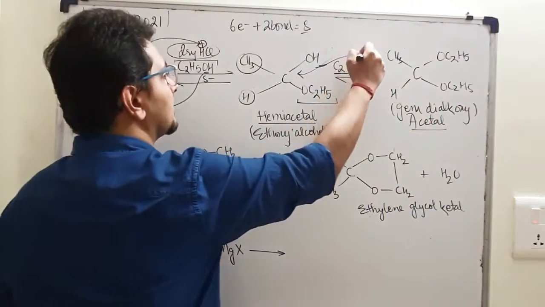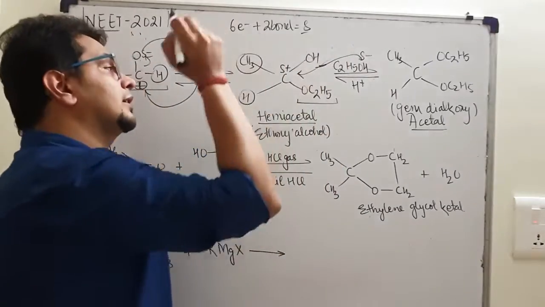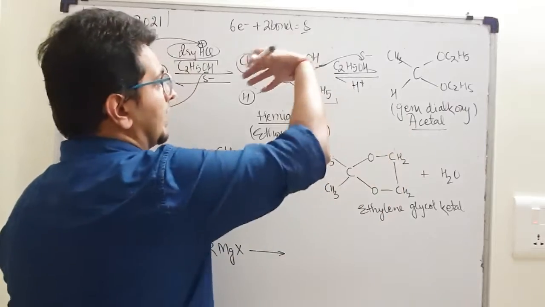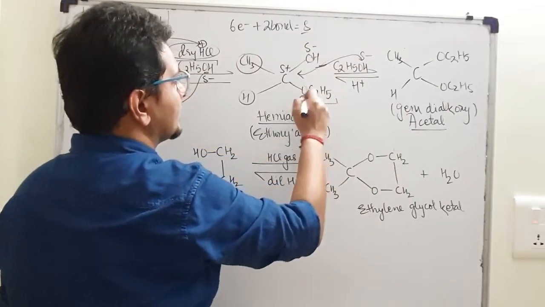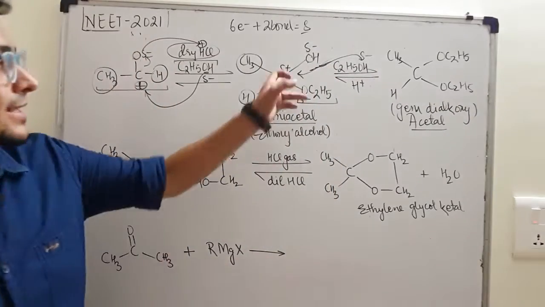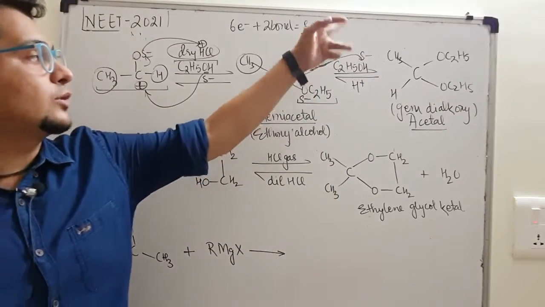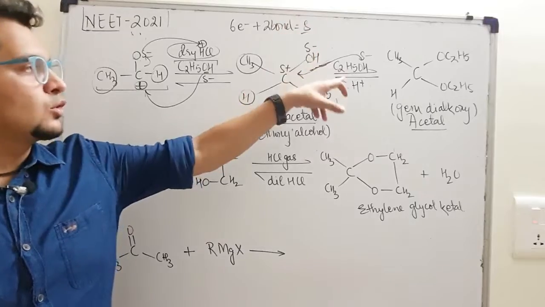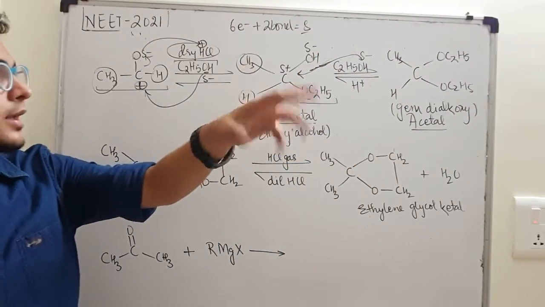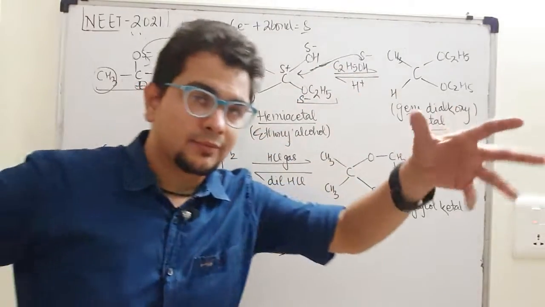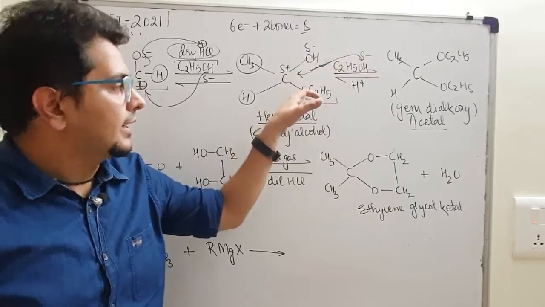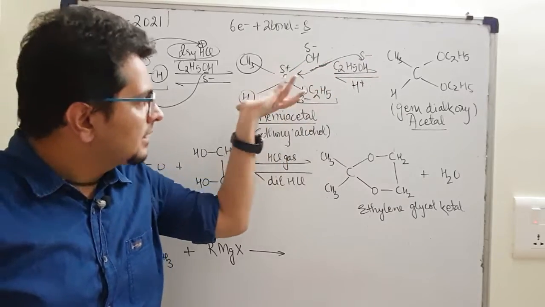Clear bhai? This delta minus attacks on this delta plus. So why delta plus? Because it is bonded to 2 oxygen atoms. Oxygen is more electronegative, so they will drag the electron away. As a result, delta plus here, and this delta minus oxygen will attack on this carbon with delta plus, and this OH will go. So what you will get is OC2H5, OC2H5. Clear? If anyone gets this doubt, it's basic common sense. Sir, if this will attack, why is he not going? If he will attack and he will go, it is the same compound, na?